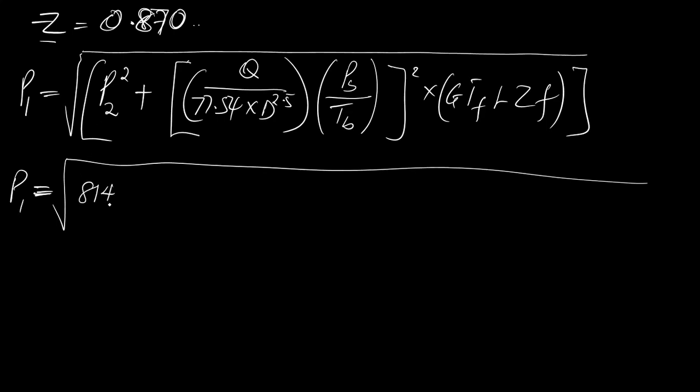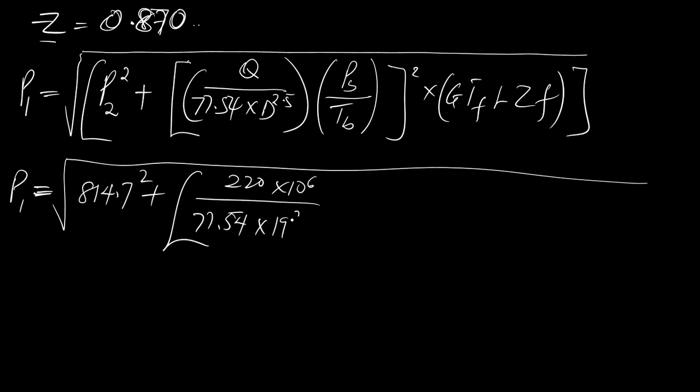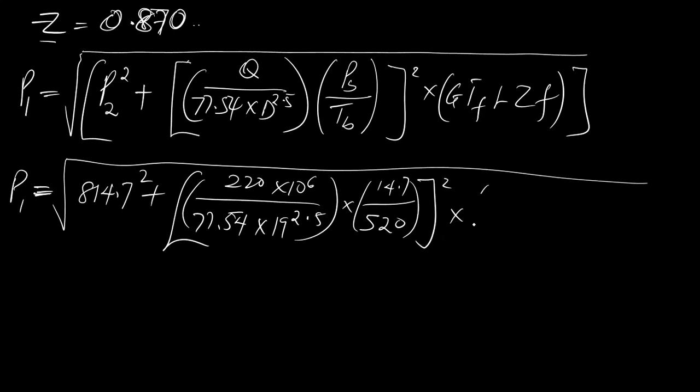We have 814.7 squared plus 220 times 10 raised to the power 6 divided by 77.54 times 19 raised to the power 2.5 times 14.7 divided by 520, all squared, times 0.6 times 520 times 50 times 0.870 times 0.0104.